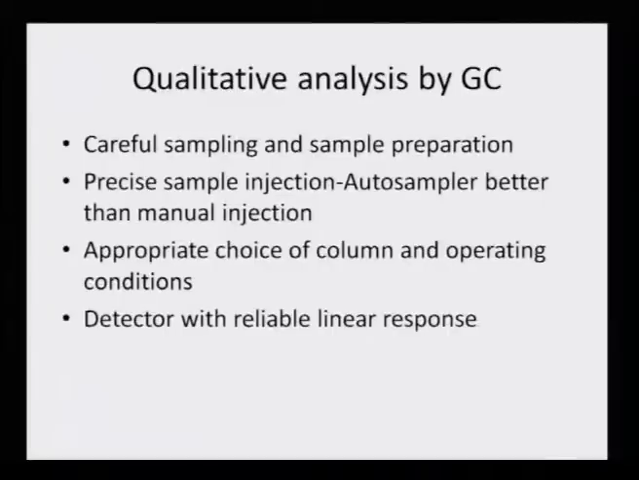Similarly, appropriate choice of column. What kind of polarity should be used at what stage is very important and crucial in a GC analysis. And of course, the detector should have a very linear response. Otherwise, if it does not show good responses, that means there is a problem at the detector end. So, even though the separation has taken place, the results cannot be obtained in the right manner.